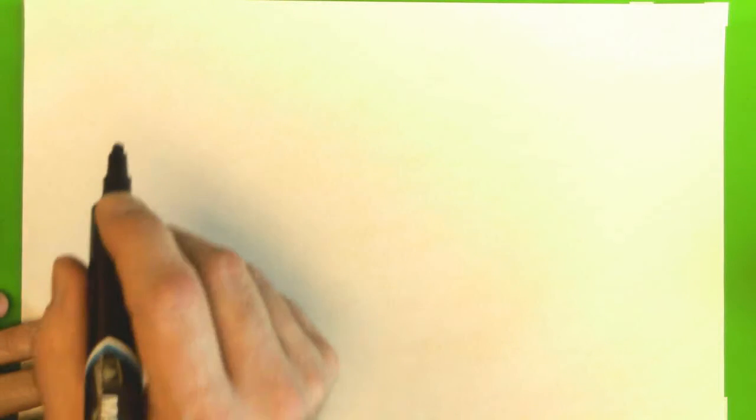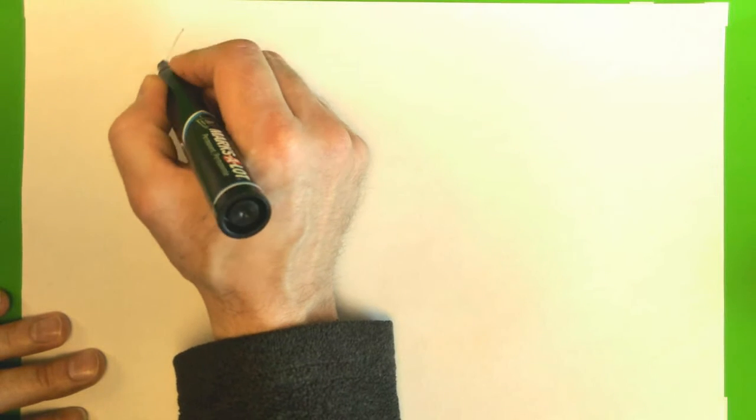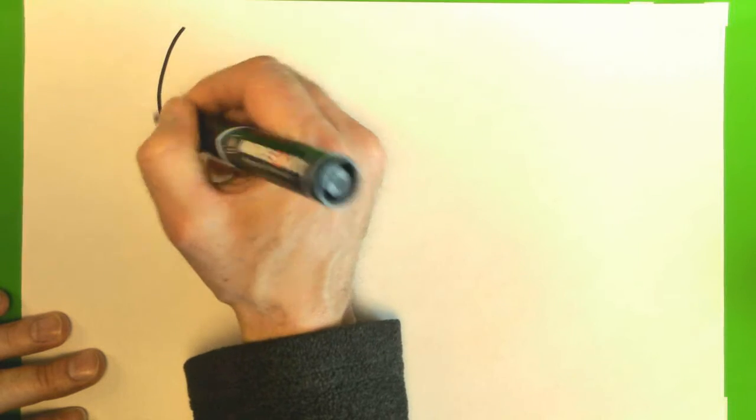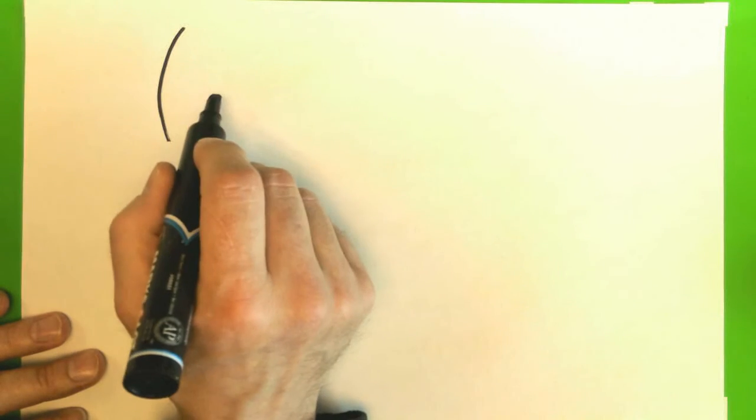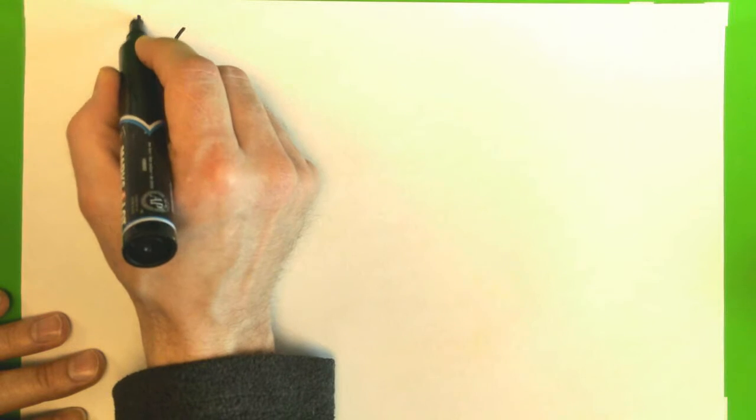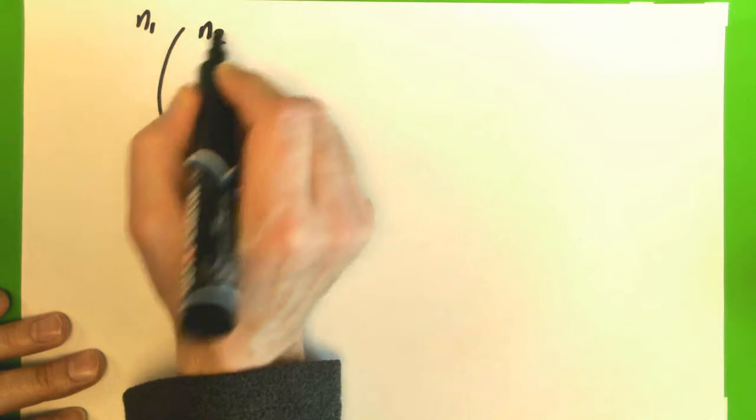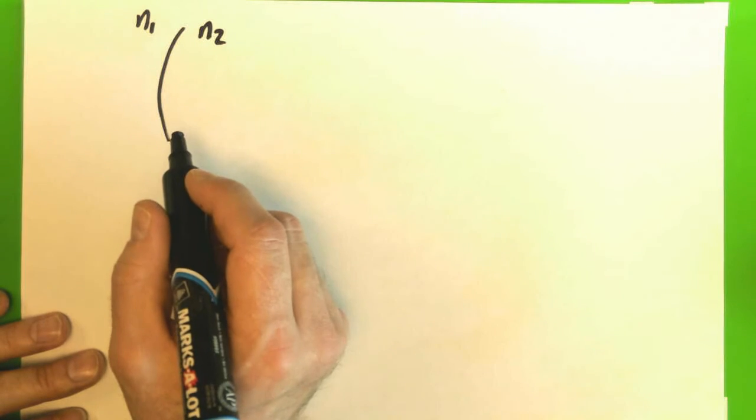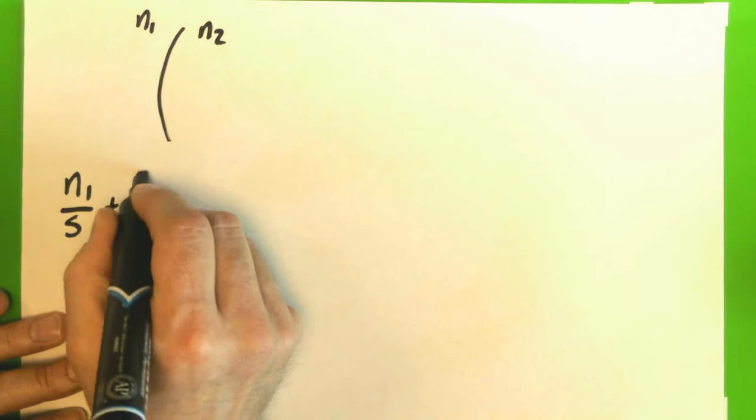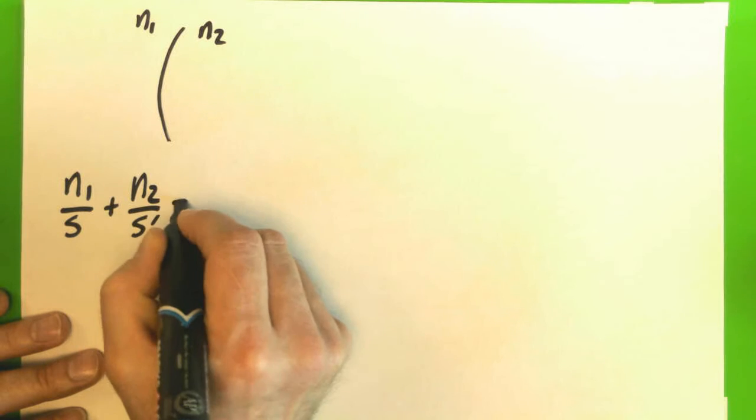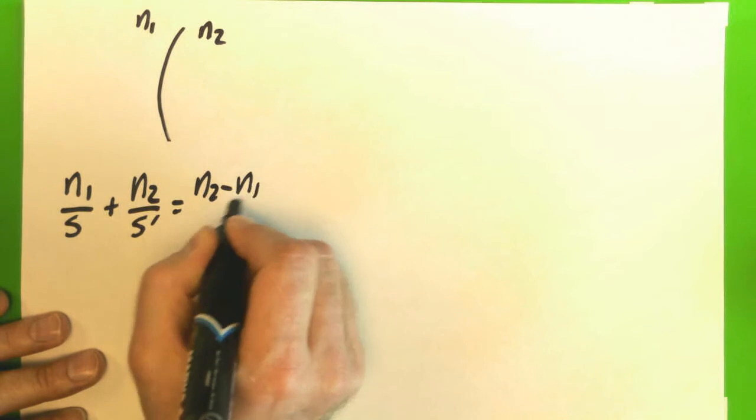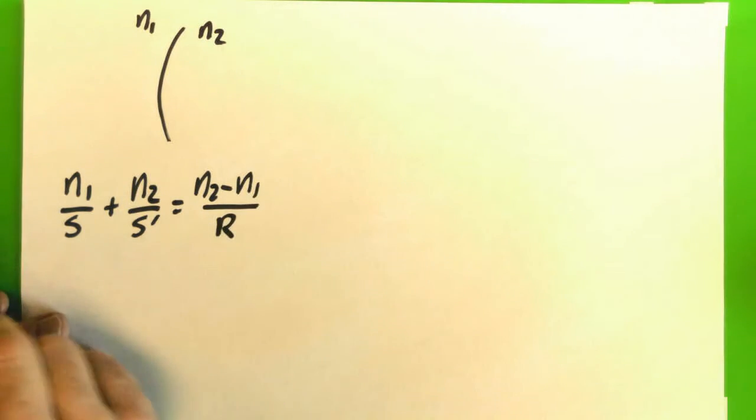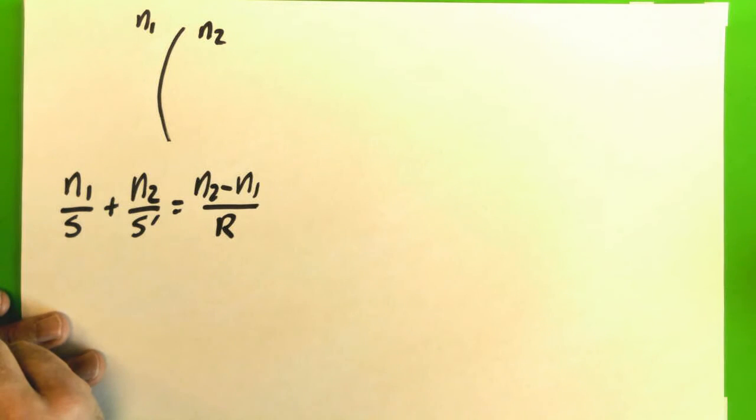When we looked at refraction through one surface, where this surface was filled with a material and this is a different material, so we had an N1 and an N2, we got a fairly complicated equation. We ended up with N1 over S plus N2 over S prime equals N2 minus N1 over R. And we had to figure out what the sign of R was.